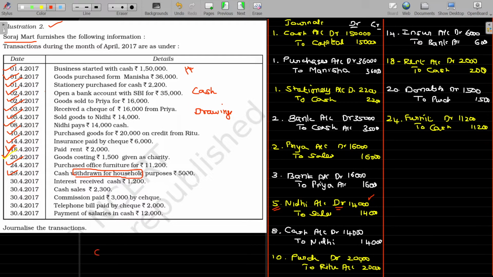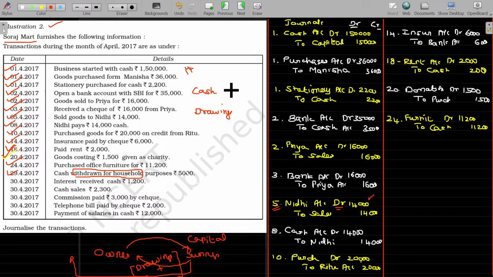Okay. See, owner and business. Whenever the money comes in from the owner, it is named as capital. Whenever money goes to the owner's account, that will be named as drawings. Is that okay? And whether the owner takes it or not, if the business makes any payment for the owner's purpose, that is also coming under drawings only. Is that okay? Here, money is withdrawn for household, personal purpose. It means the owner takes it.